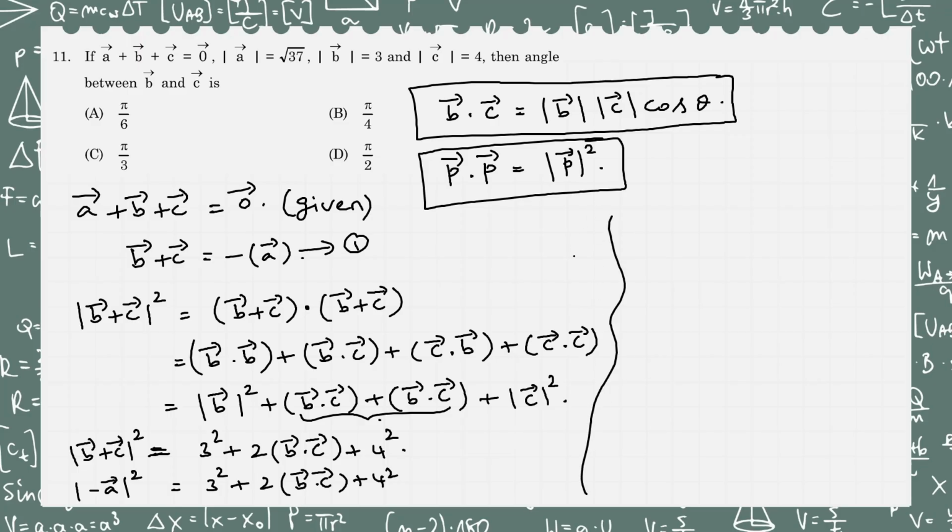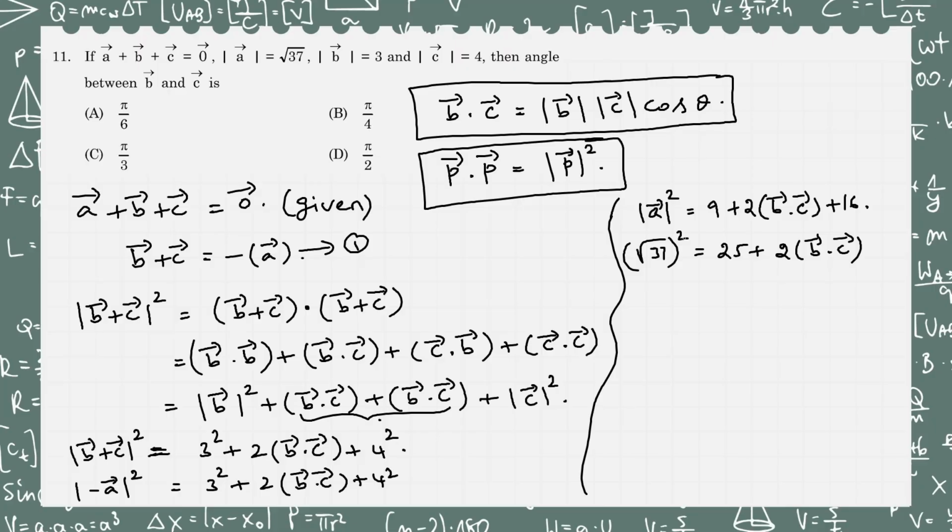And continuing, we have length of minus a and length of plus a both are equal because length doesn't have any sign. So length of a square equals 9 plus 2 times b dot c plus 16. So length of a is root 37, right? So root 37 square equals 9 plus 16, which is 25, plus 2 times b dot c. So root 37 square is 37. So 37 minus 25 equals 2 times b dot c.